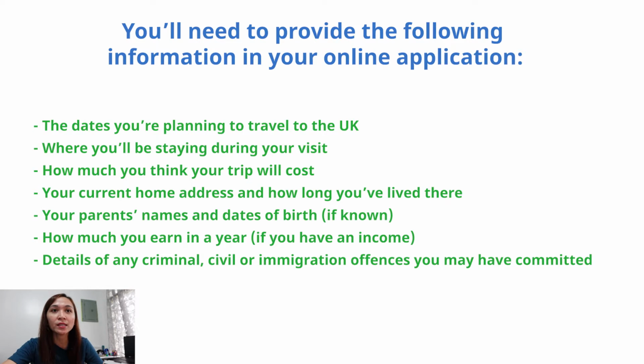So number 1 is the dates that you are planning to travel to the UK. So dito, dapat certain ka na what are the travel dates that you intend to. So it's the start date and the end of travel. So need siya, hindi mo siya pwedeng iisipin mo pa. So the moment you apply for your application online, you already have this in mind na. Second is where you will be staying during your visit. So this is very important because when they examine your application, they need to know where is your specific location. May matitirhan ka ba doon or something.